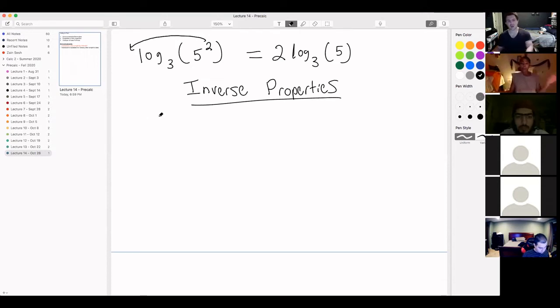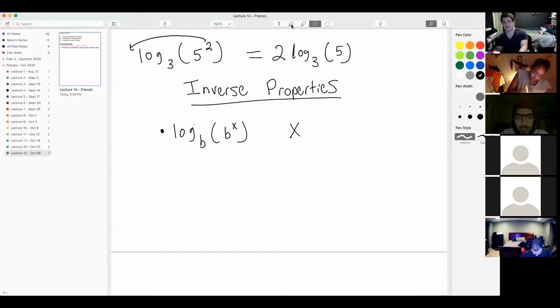Okay, so let me just write that. So the first inverse property will be log base b of b to the x. So note here, this is a logarithm composed with the exponential. This is a function composition. And since they're inverses, the output is just the identity function x. Okay, so that's what it means for two functions to be inverses. When you compose them, you get the identity function, you get x.